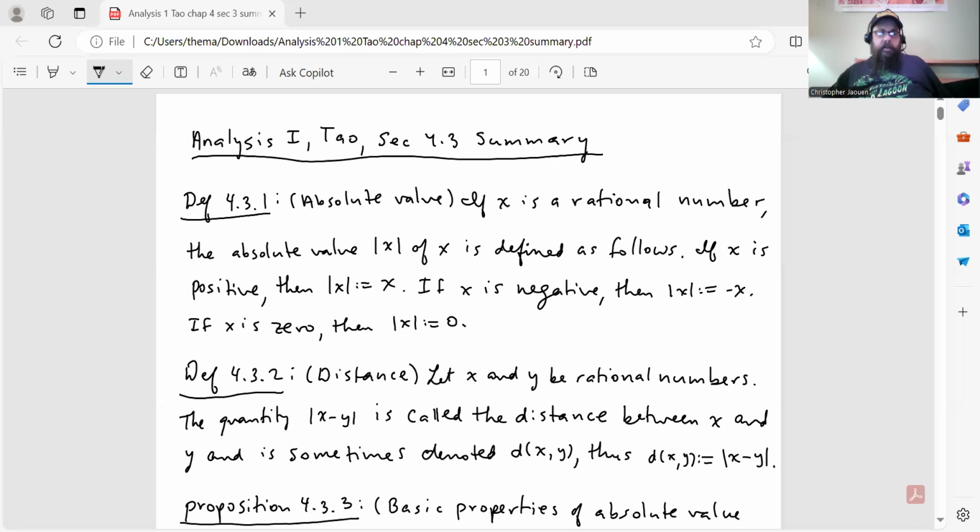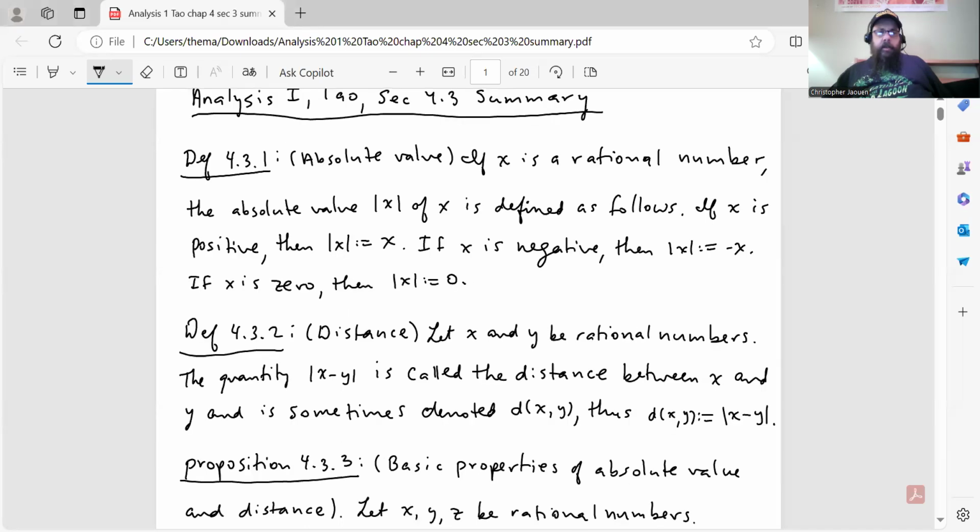All right, so here are the notes, my summary for section 4.3. We start by defining absolute value. What this section is doing is setting up the machinery that we need in order to study what it means for points to be close to each other, motivating limits and things like that, which we need when we get to Cauchy sequences in the next section, when we construct the real numbers. At least that's the way Tao does it. So that's what we're building up here.